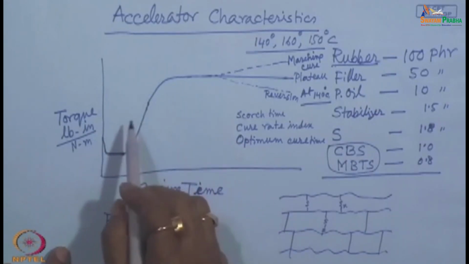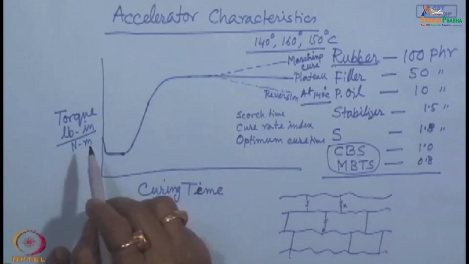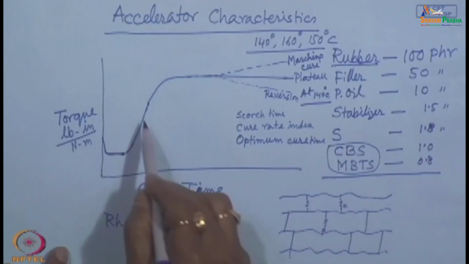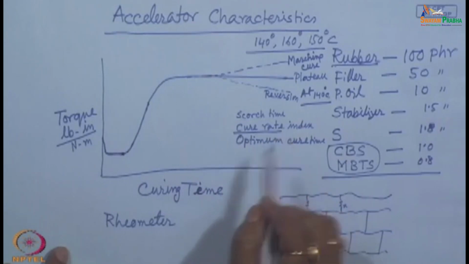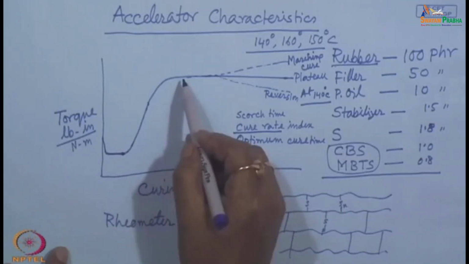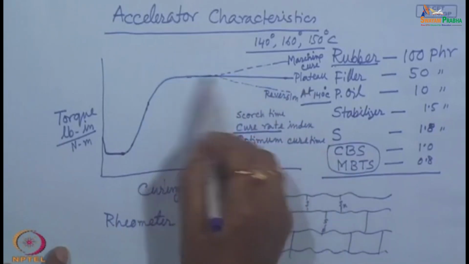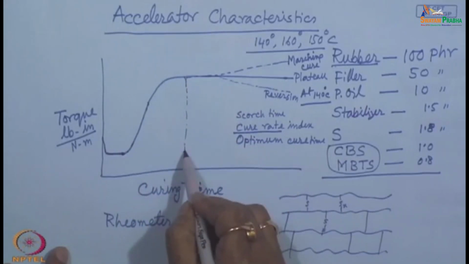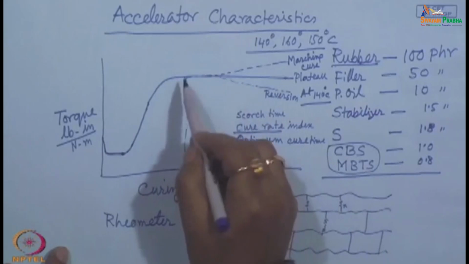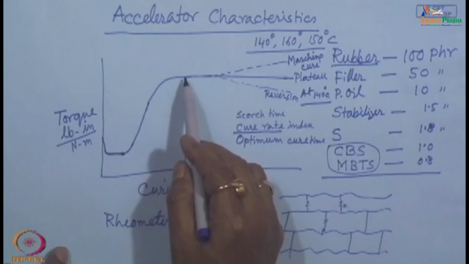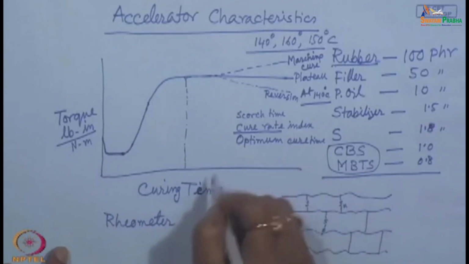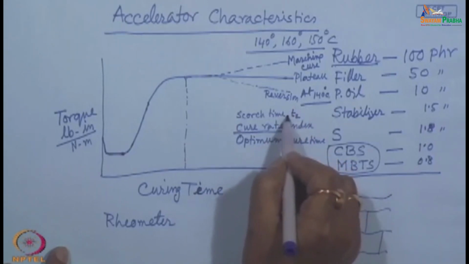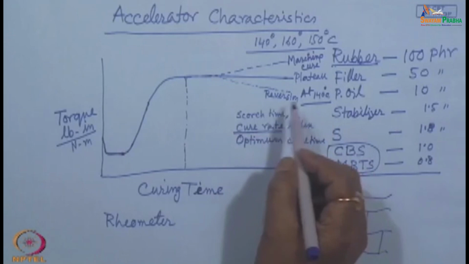The slope of this curve is the cure rate. The slope of the cure rate can be obtained from the slope of this torque versus time, these two parameters. The ratio of these two parameters gives the cure rate index. Now, this is the maximum cure for this particular plateau effect. If we say this is the maximum torque, the time required to achieve 2% of the maximum torque, say T2, is known as scorch time. T2 is the scorch time, the time required to achieve 2% of the maximum torque.